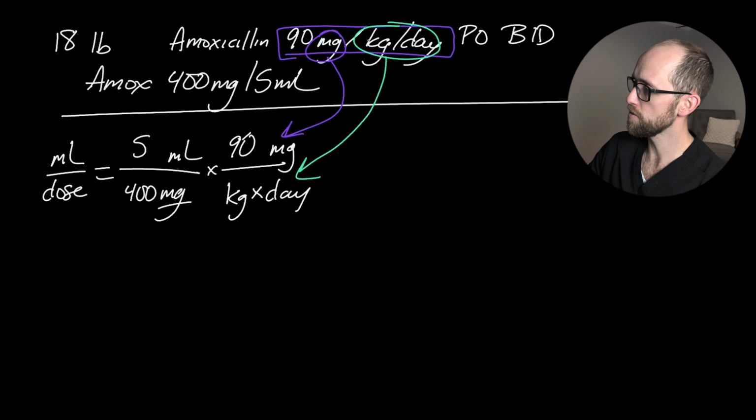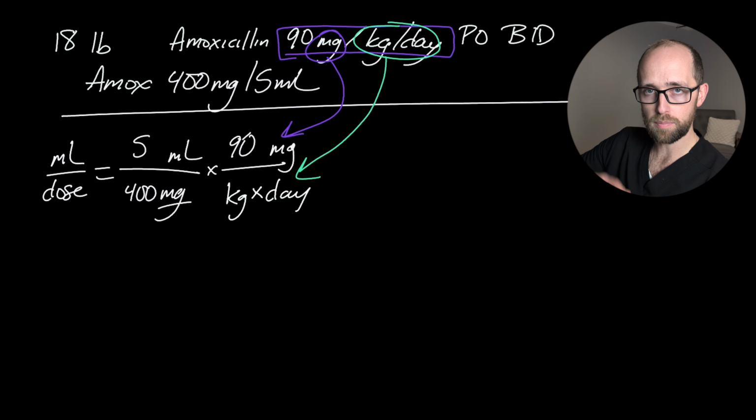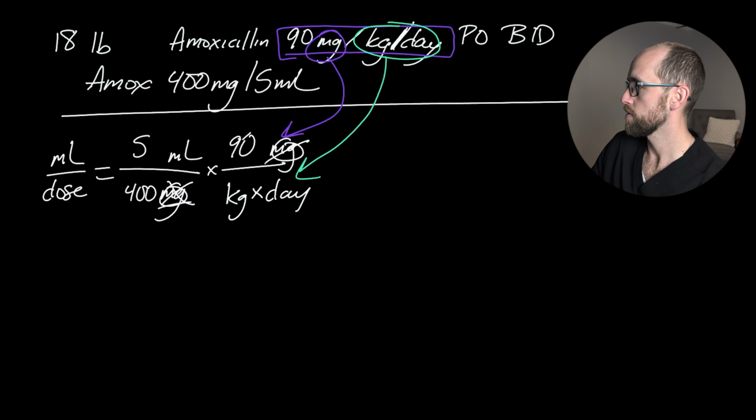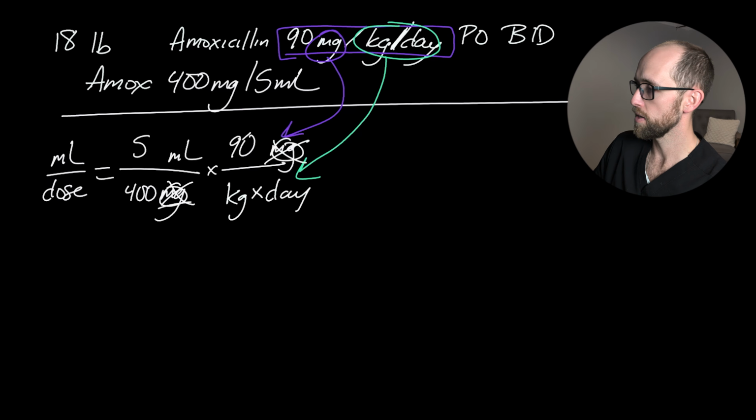Because they're both moving over to the bottom of the fraction, this divided by sign turns into a multiplied sign. So that's how you move mgs per kg per day into a fraction like this. All right, so my milligrams are canceled out. Now I need to cancel kilograms. How can I do that?